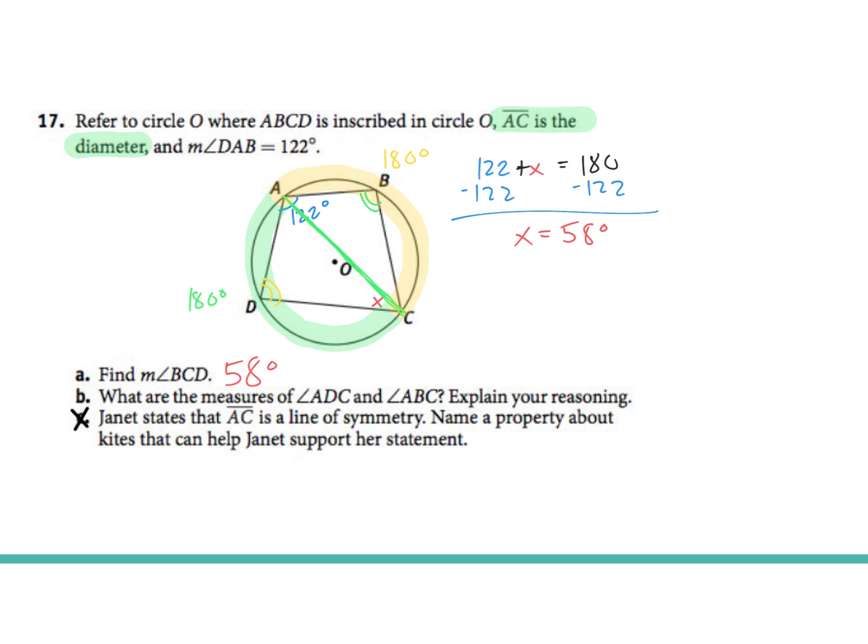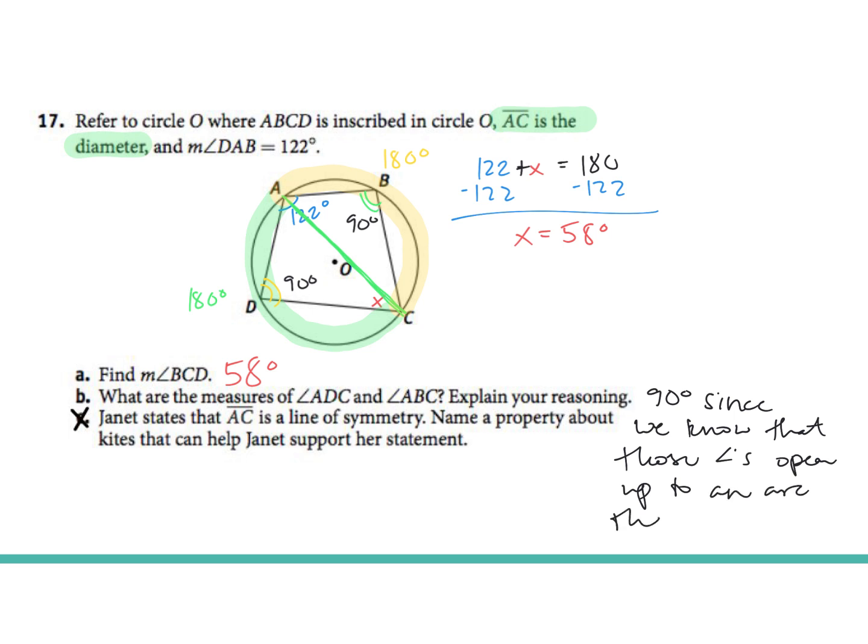So we know those measures are going to be half of 180. When we're taking half of 180, we know each of those are going to be 90-degree angles. So we can go ahead and add that each of them are 90-degree angles, since we know those angles open up to an arc that's a semicircle.